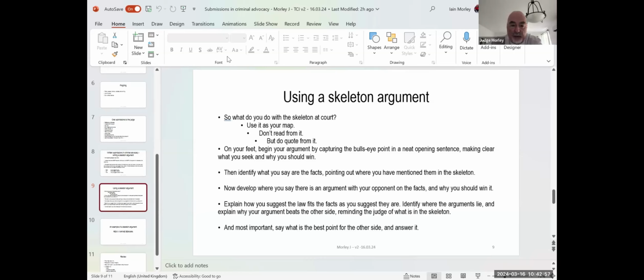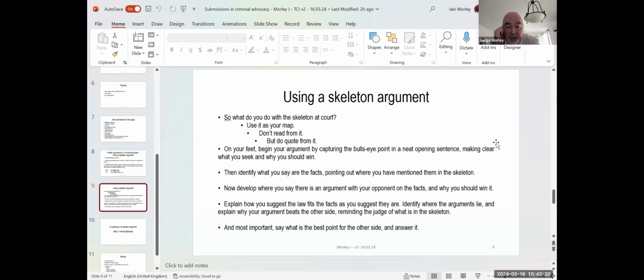And so, as you're on your feet, you begin your argument by capturing the bullseye point in a neat opening sentence, making clear what you seek and why you should win. You then identify, as I've said, what you say are the facts, pointing out where you've mentioned them in the skeleton. You now develop where you say there is an argument with your opponent on the facts and why you should win it.